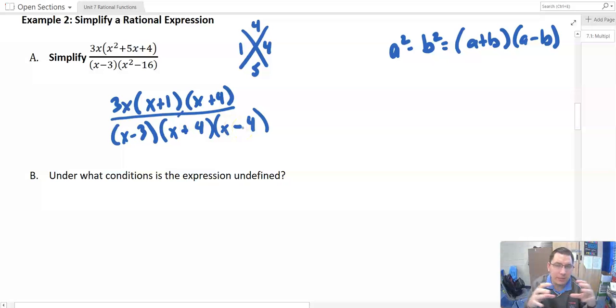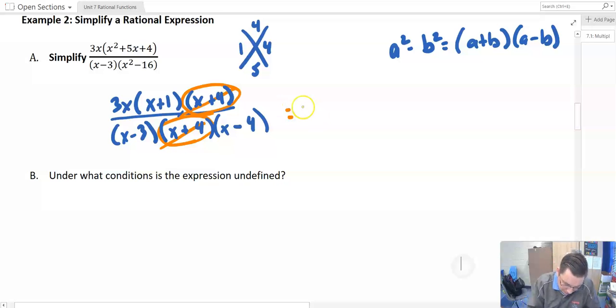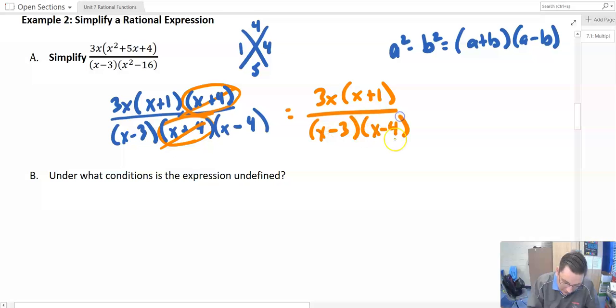Now that we've completely factored this out, we can find common pieces that are multiplied together that will simplify and eliminate. And so we have this x plus 4 piece here and an x plus 4 piece here. That is what's going to cancel. Nothing else eliminates here, and so the final answer to simplifying this is 3x times x plus 1 over x minus 3 times x minus 4.